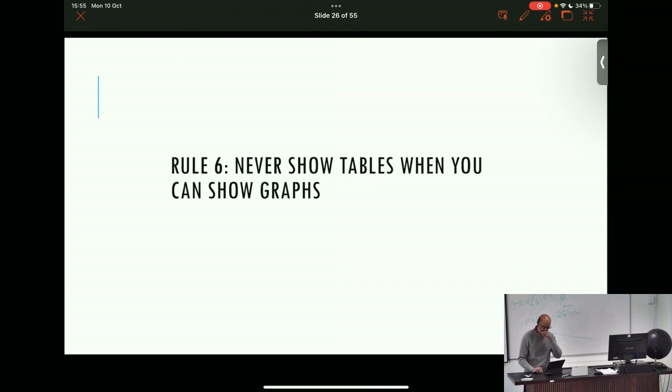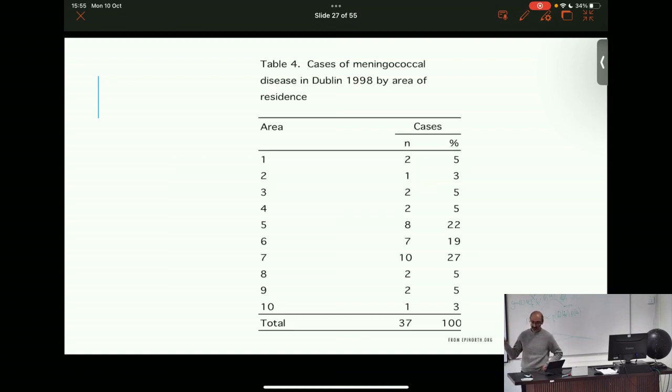Never show tables if you can show graphs. Here are some tables, right? I picked this up from the internet somewhere, meningococcal disease from epinorth.org. By the way, when you use data from somewhere else, please at least put a citation. Remember the halo on your head: you have to cite your sources and give credit. Whenever you get something, just put a citation where you got it from.